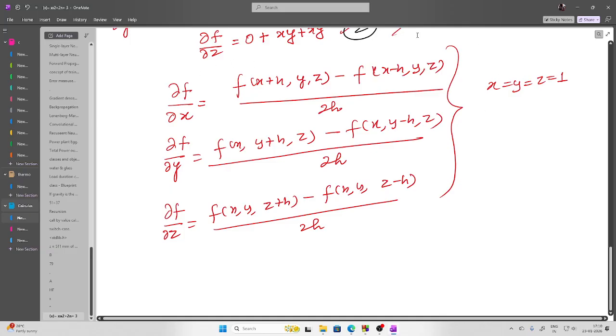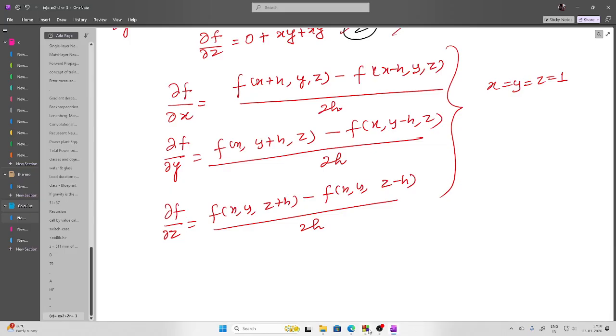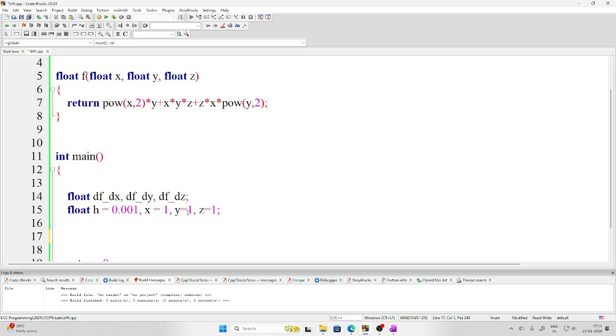What we'll be doing? We'll be evaluating partial derivative with respect to x, partial derivative with respect to y, partial derivative with respect to z. Now in this case, as we cannot write partial, we have written only d. So df dx means partial derivative with respect to x. You can think in this way: df dy for y and df dz for z.